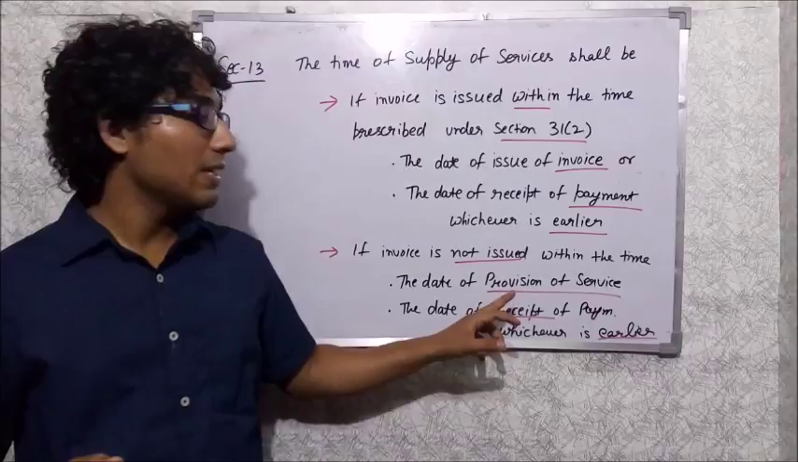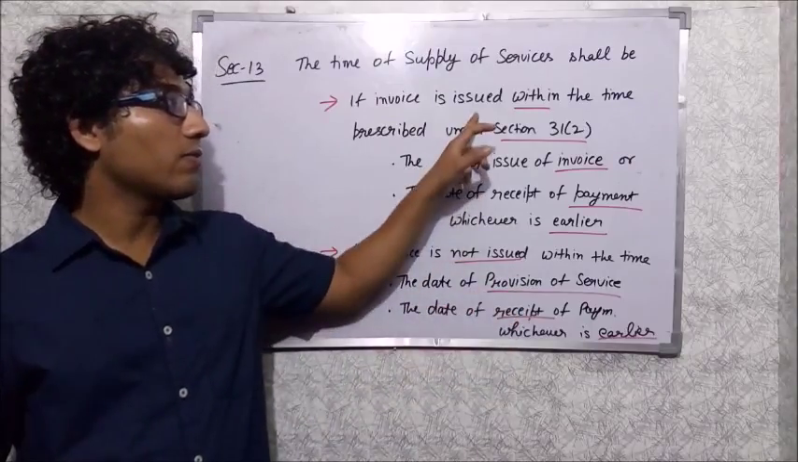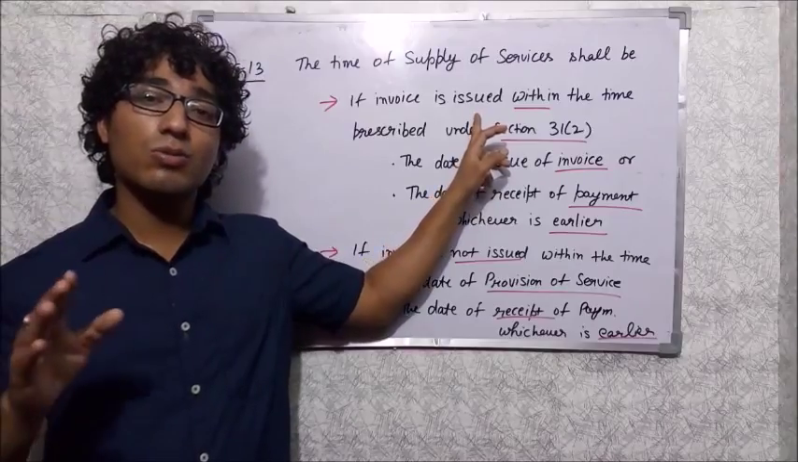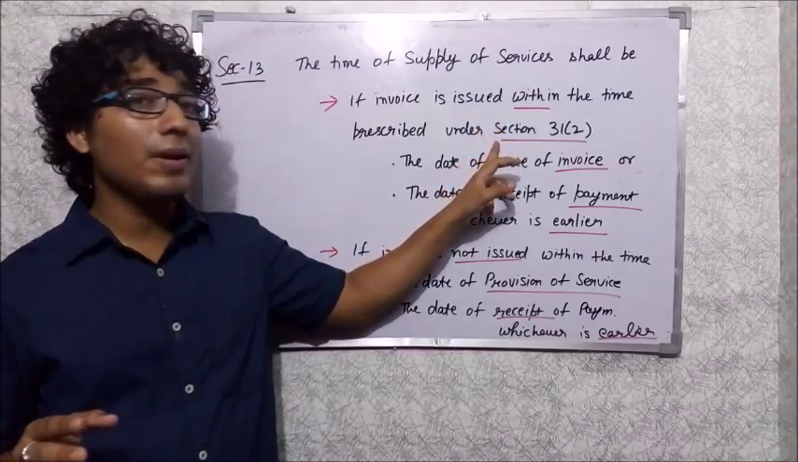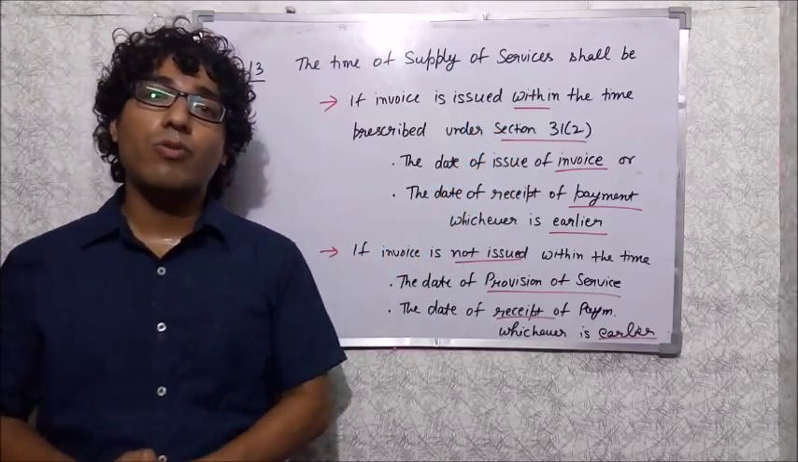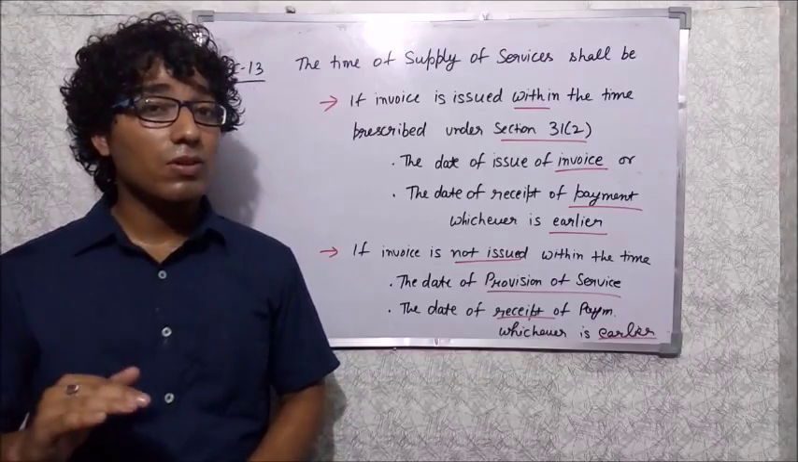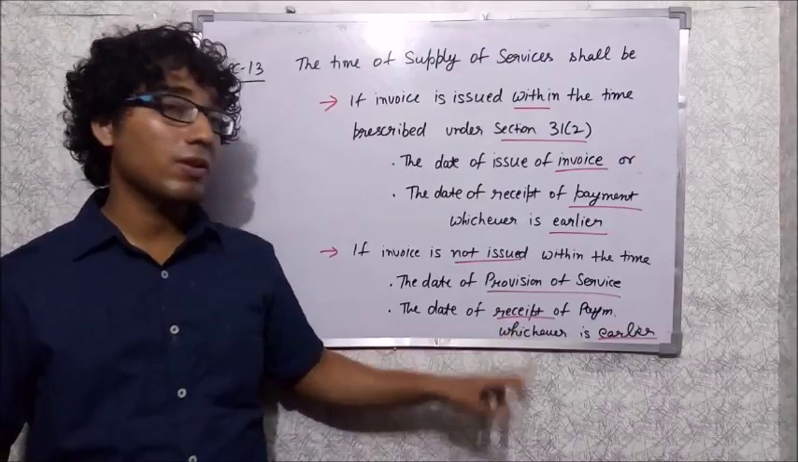So therefore there are two conditions here. The first one deals with the time of supply of service in case you issue the invoice within the time limit. If you do not issue the invoice within the time limit, then the time of supply of service will be the provision of service or the date of receipt of payment.